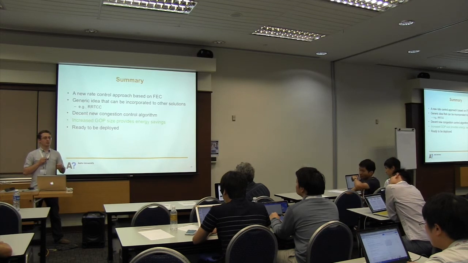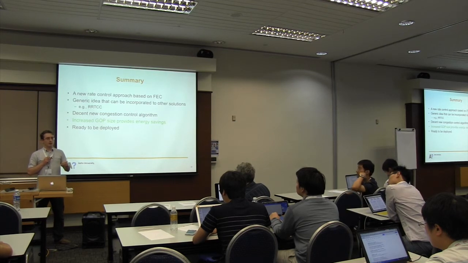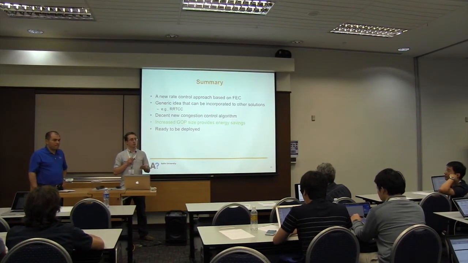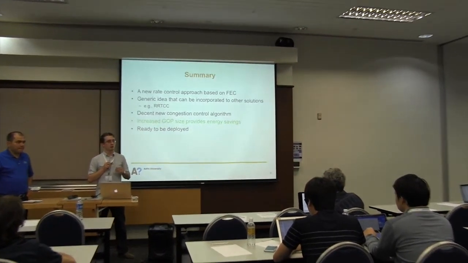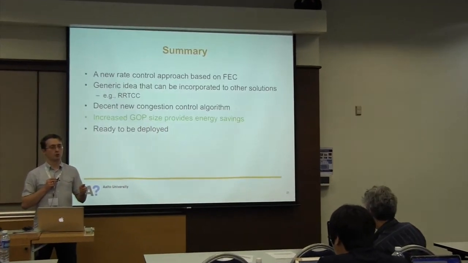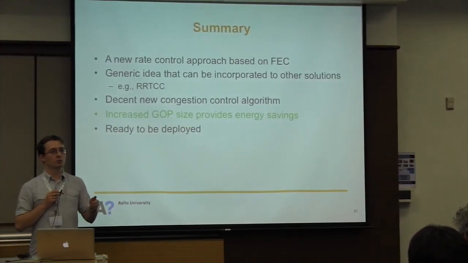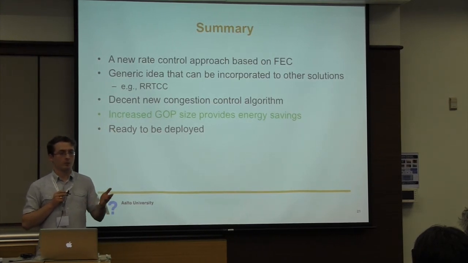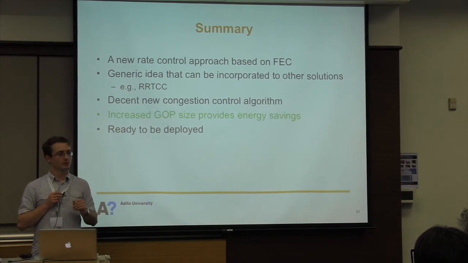You can be very aggressively probing for the network capacity because you have this extra protection. But the aggressiveness of your probing also depends on the algorithm that you use. So I would assume that, for example, for RRTCC, this aggressiveness would be much higher than for our solution, which may cause the overhead to be a bit higher.